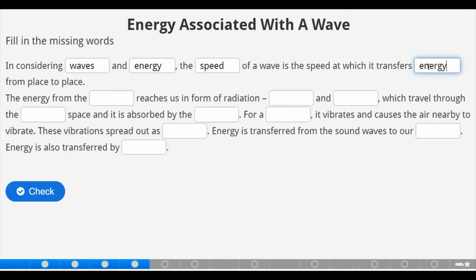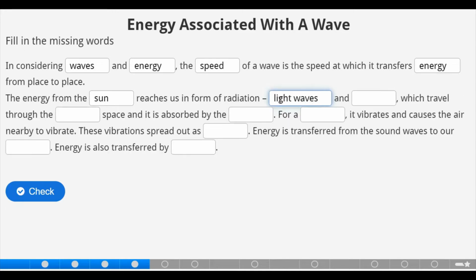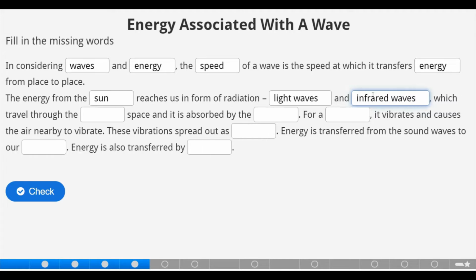from place to place. The energy from the sun reaches us in the form of radiation, that is, light waves and infrared waves, which travel through the vacuum of space and are absorbed by the earth.